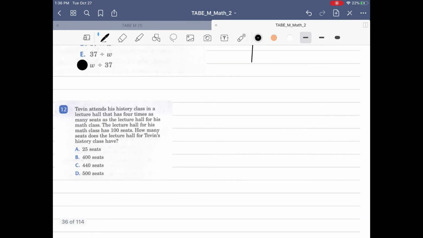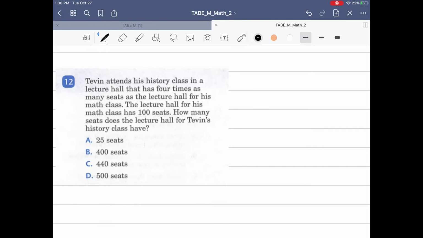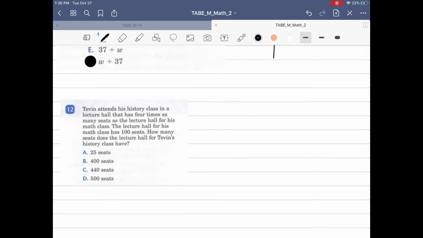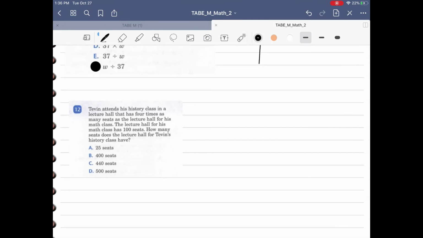Number 12. Tevin attends his history class in a lecture hall that has 4 times as many seats as the lecture hall for his math class. So let's get the story straight. History is 4 times math.